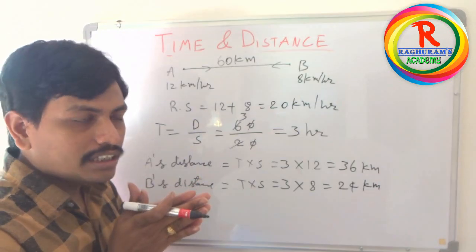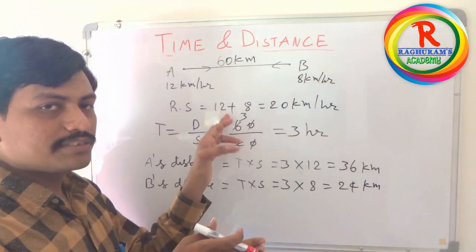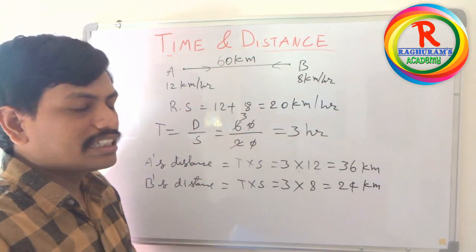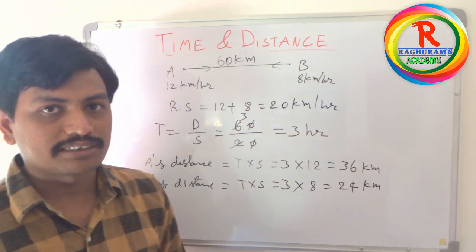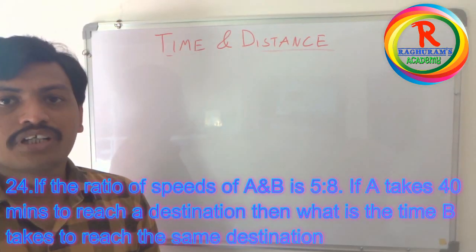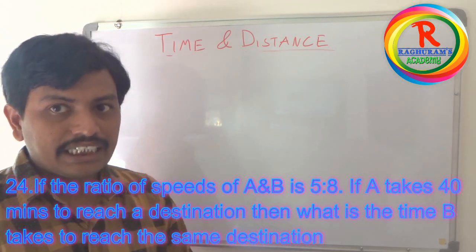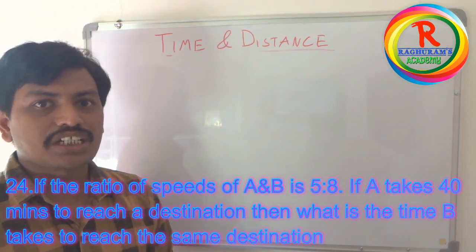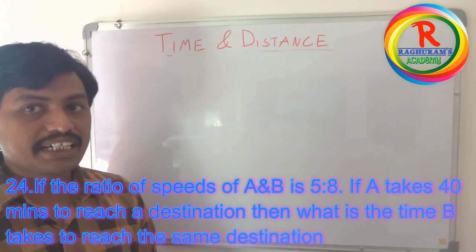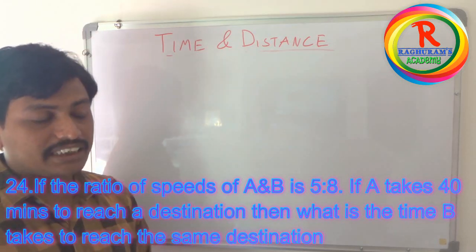If they are moving in the same direction, the relative speed is subtraction. So like this we solve this type of problems. Let us see the next problem. If the ratio of speeds of A and B is 5:8, if A takes 40 minutes to reach a destination, then what's the time B takes to reach the same destination?